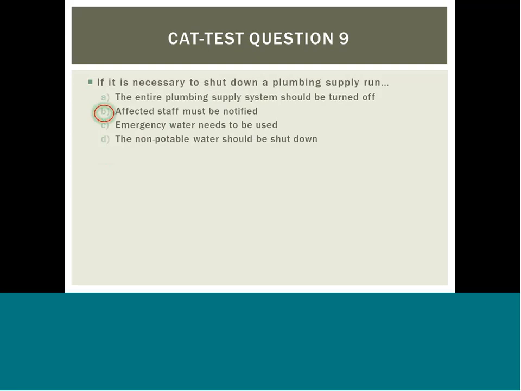Answer B is the best choice here. Answer A is not the best choice because a supply run can be secured without shutting down the entire system. Answer C is not always a requirement, especially if work is done during off hours or in buildings that do not have occupants. Answer D is not the best choice because the supply run may be on a potable source, and would therefore not affect the activity.